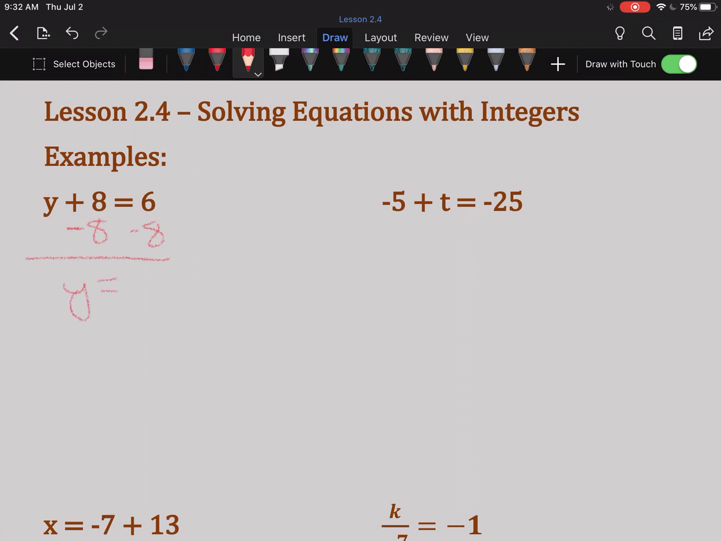6 minus 8. Those have different signs. So I'll do 8 minus 6, which is 2, and keep the sign from the bigger number, which 8 was negative. So y is negative 2.